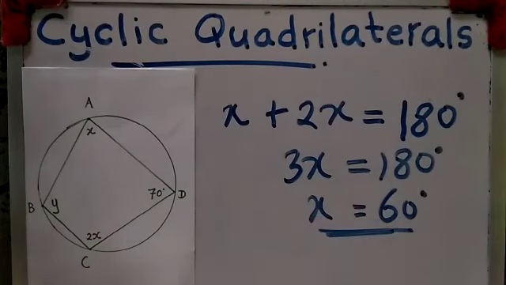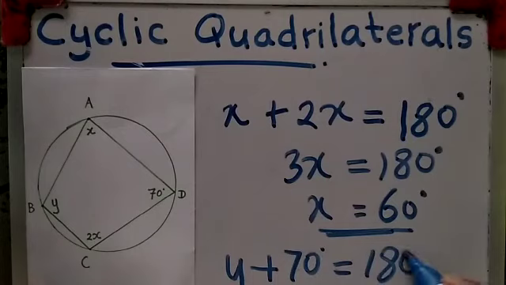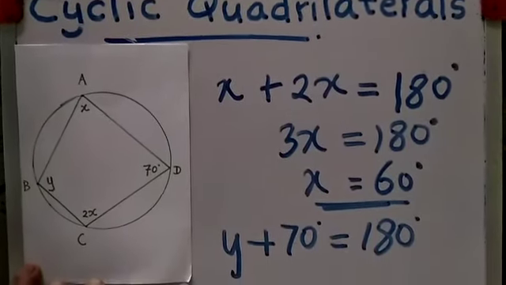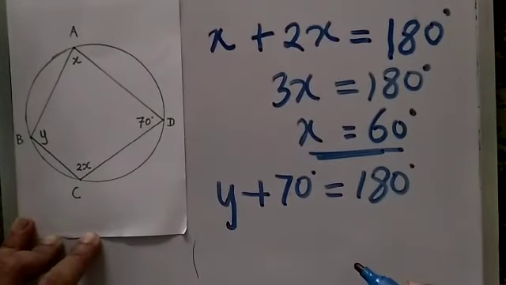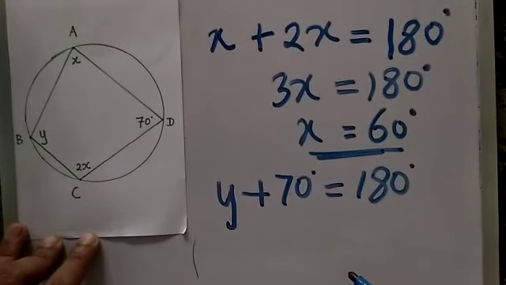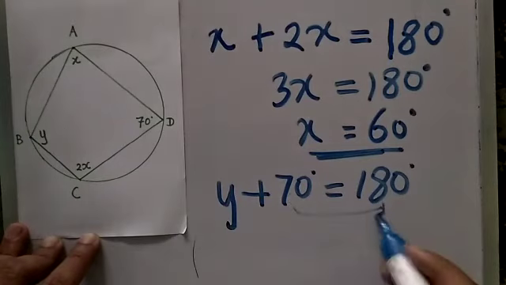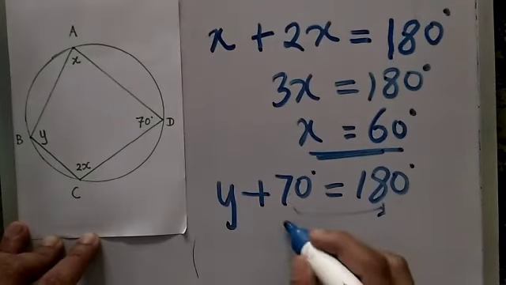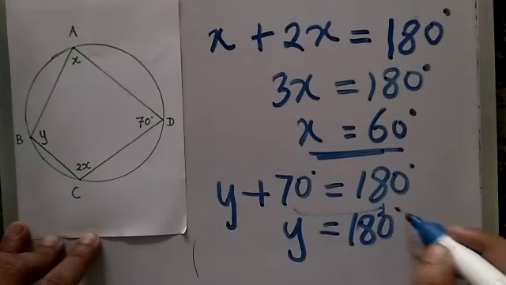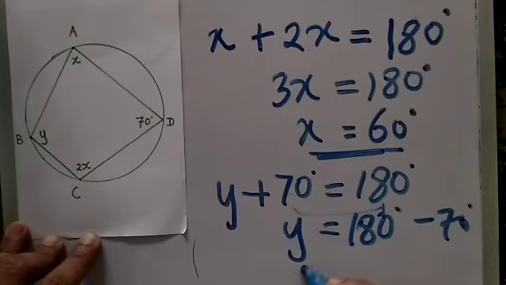We use the theorem here. What is the theorem we used? In a cyclic quadrilateral, opposite angles are supplementary. B and D are opposite angles. Therefore, y plus 70 is equal to 180 degrees. How can you find the value of y? Taking plus 70 to the other side, it becomes minus 70. y is equal to 180 minus 70, so y is equal to 110 degrees.